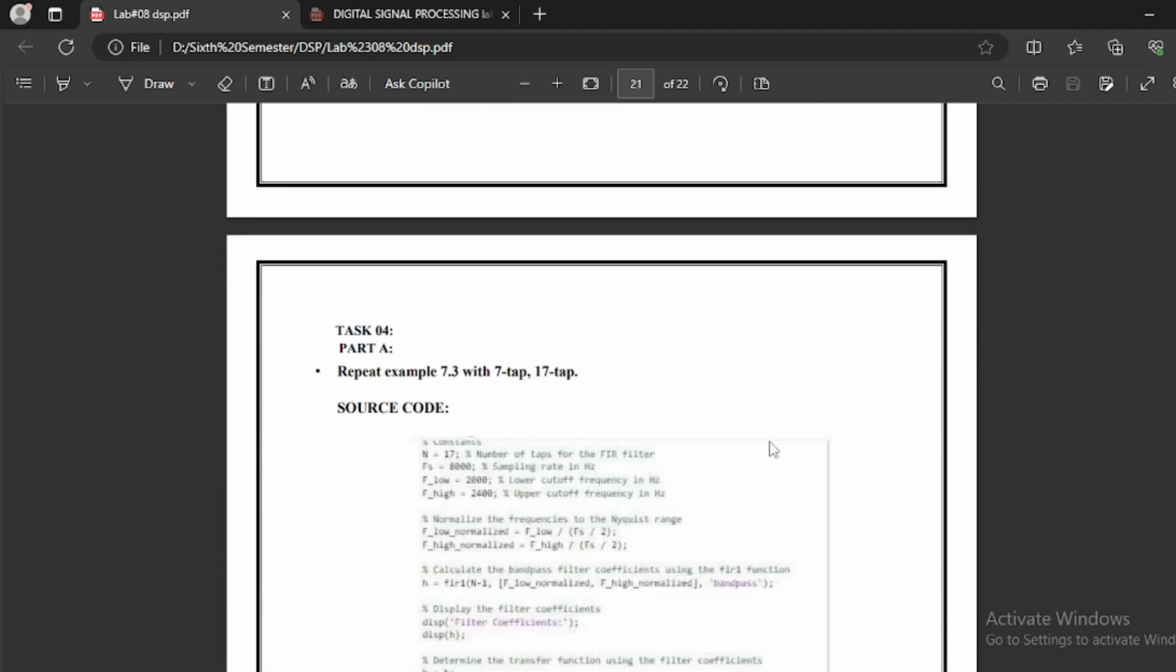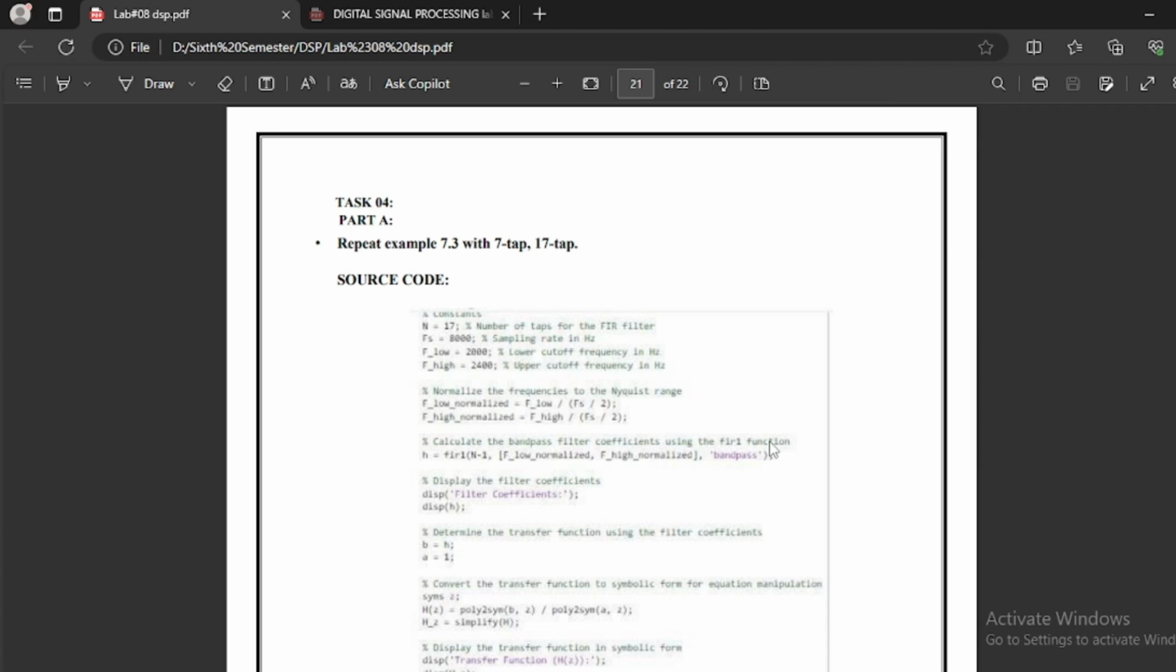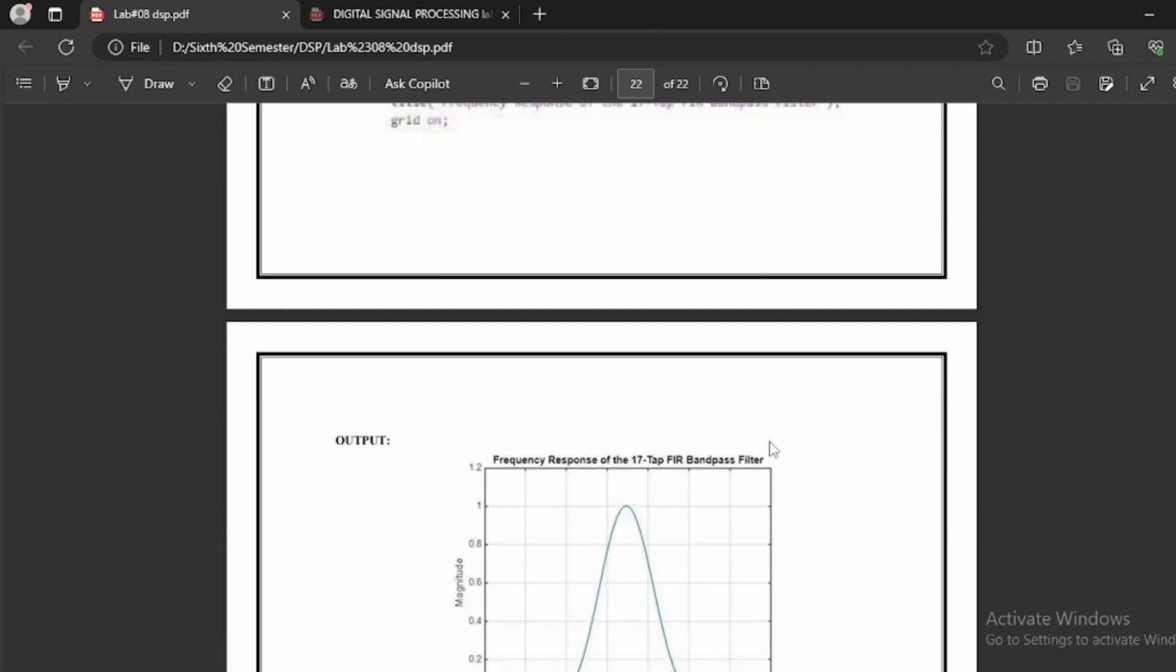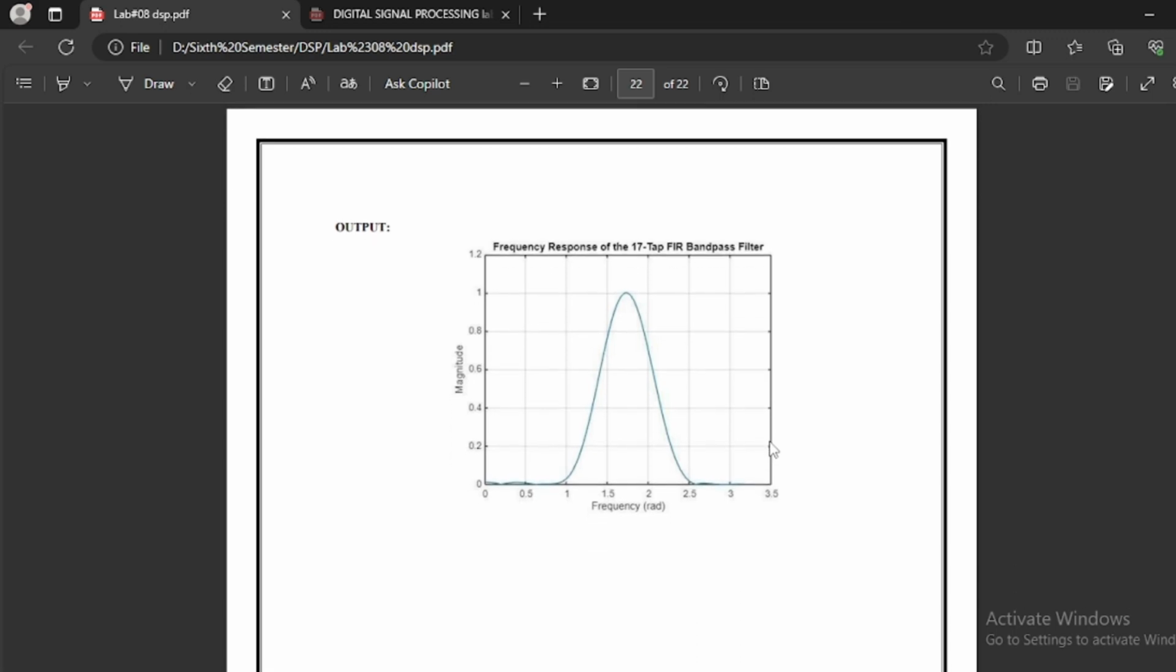Task number 4 is repeat example 7.3 with this 7 tap and 7 tap. Here is our source code. First we define a number of taps for the FIR filter. Then we define the sampling frequency, sampling rate, and lower cutoff frequency in hertz, upper cutoff frequency in hertz. Here is our output, frequency response of the 17 tap FIR band pass filter.